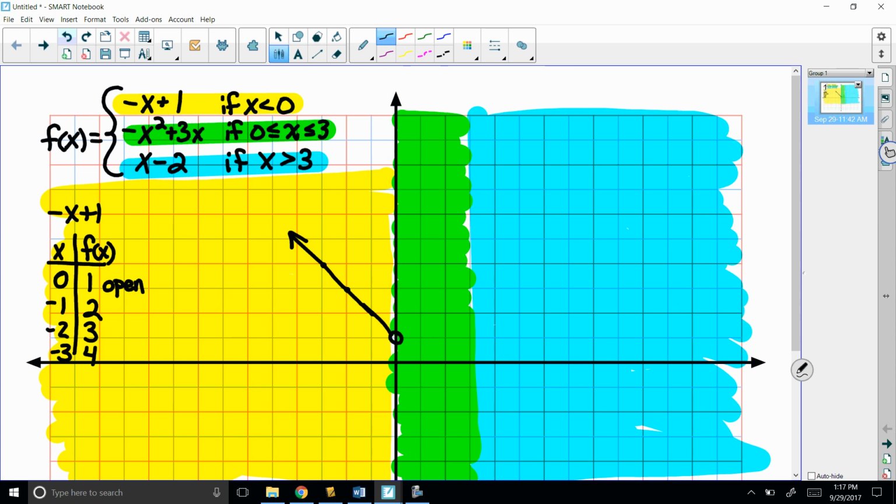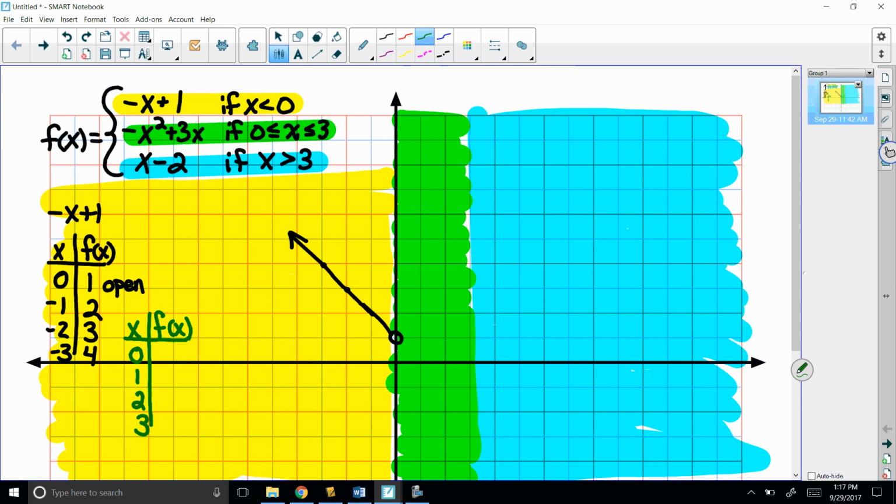Now you have to graph enough so that you can see what your graph is going to look like. Well, that's a straight line. We know that. We have enough in the yellow region, but we need something with the green and the blue domain. So what happens? We go to the green. And the green says is that when I pick values, what particular values do I want to pick? Ones between 0 and 3. Now I want to include that 0 and the 3. So I'm going to pick 0, 1, 2, and 3.